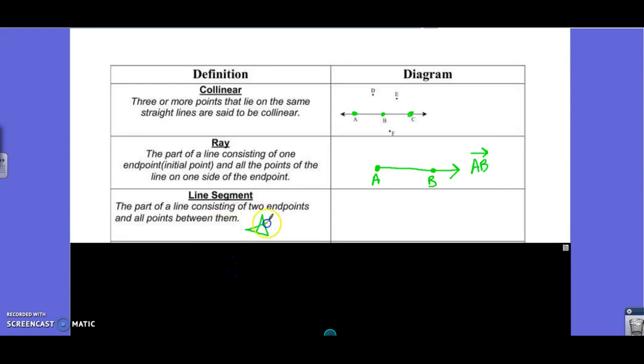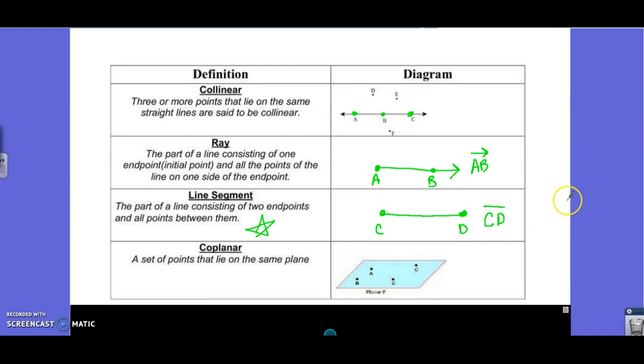This is a really important one for us this year: line segments. A line segment is the part of a line consisting of two endpoints and all the points between them. I'll just randomly name this CD. So there's line segment CD. Really important notation is just like that: just the letters that make up the endpoints with a little line segment above it. Notice there's no arrows there. That's what you're going to see a lot this year.